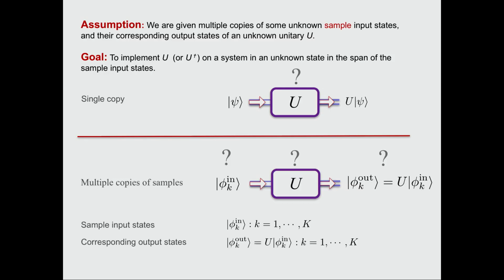To be more specific, here the states phi in K and phi out K are the sample input states and the corresponding output states. Here K goes from 1 to capital K, and I'm assuming that I'm given multiple copies of each of these states. For example, you're given 10 copies of each. Again, the goal is that you're given one copy of psi and transform psi to U psi. Obviously, this is possible only if psi is in the subspace spanned by these input states, because in the orthogonal subspace you don't have any information about how U is defined or how it acts, so you can't emulate the action of U.